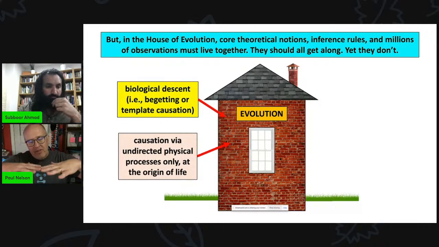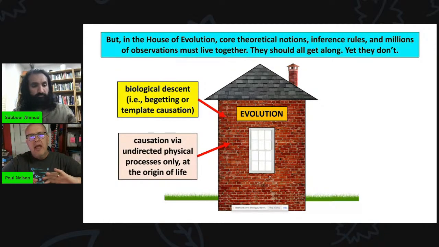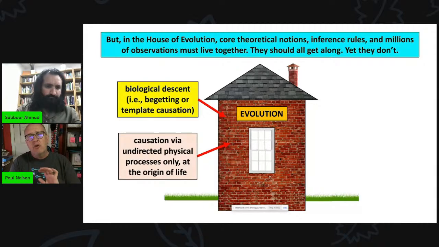But as you go back in the evolutionary story, you pass from the realm of biological causation to the realm of physical causation at the origin of life. Prior to the origin of cells, what's running the story is physics and chemistry, not biology. So these two modes of causation are going to bump up against each other in very interesting ways that can lead to contradictions. We'll come back to that.